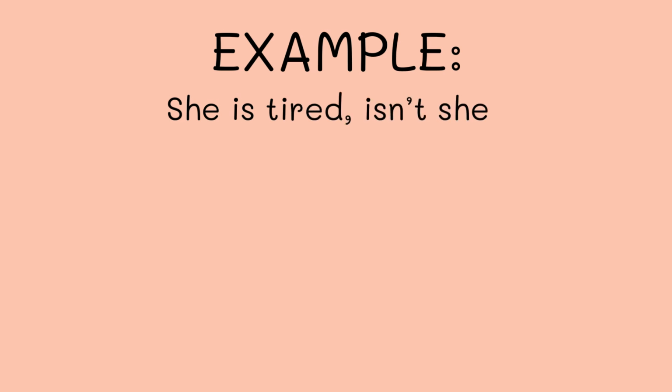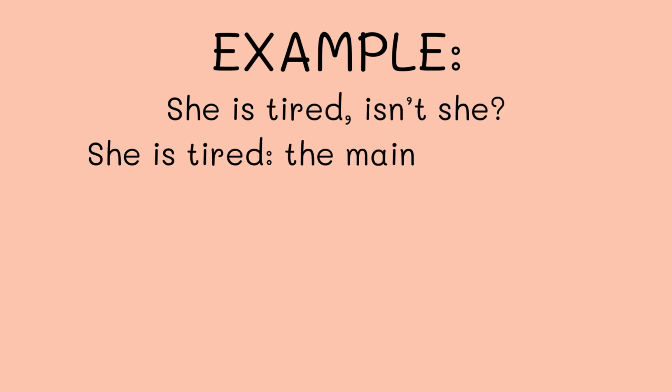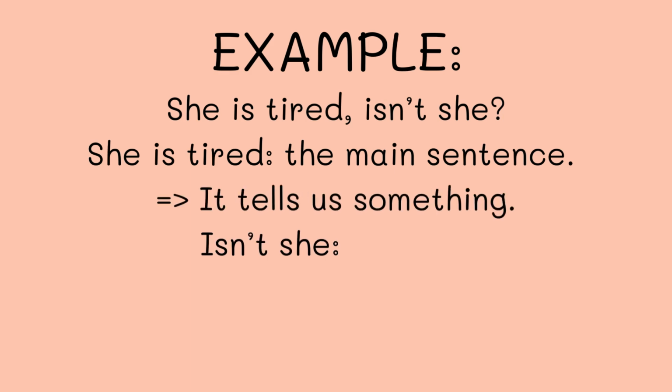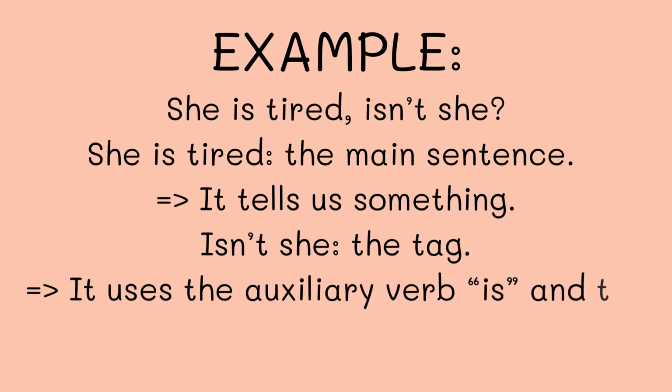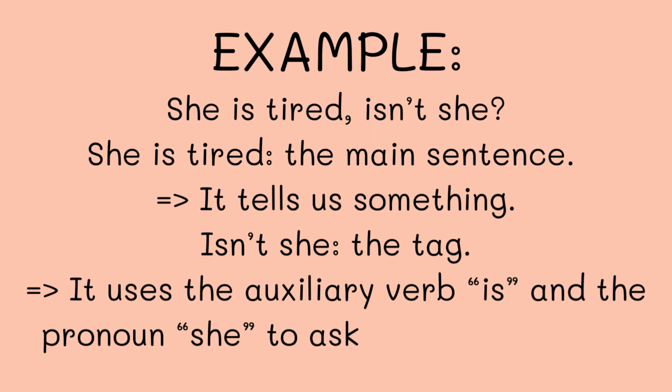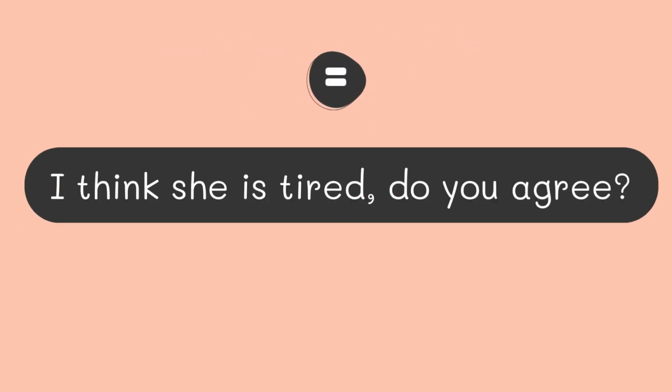For example, she is tired, isn't she? She is tired is the main sentence. It tells us something. Isn't she is the tag. It uses the auxiliary verb is and the pronoun she to ask for confirmation. So the full sentence means, I think she is tired. Do you agree?